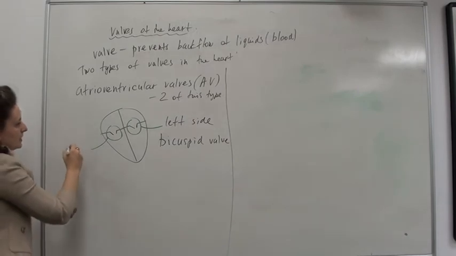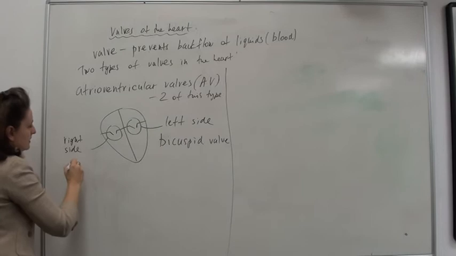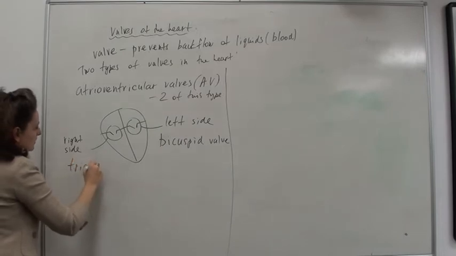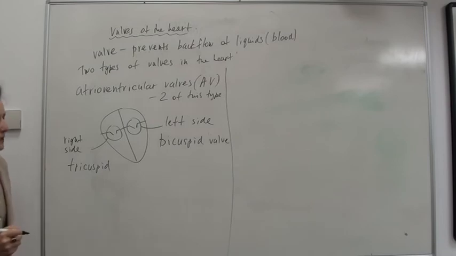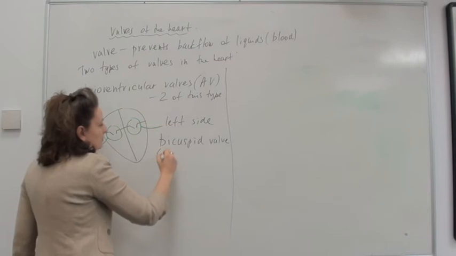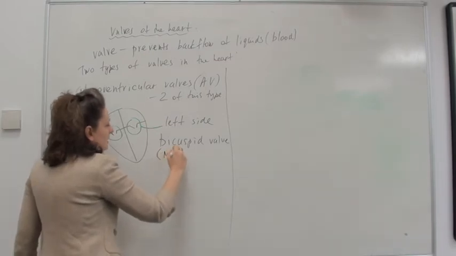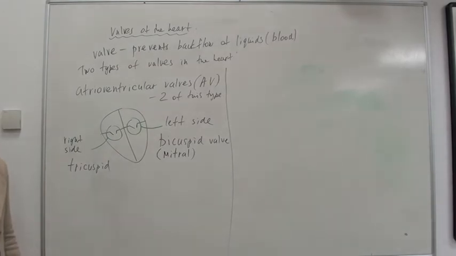And on the right side, it's tricuspid. Okay. Now, bicuspid valve is also known as mitral valve, so I'm going to put it in brackets. So mitral. You might come across that term in some books or websites. So bicuspid or mitral valve.